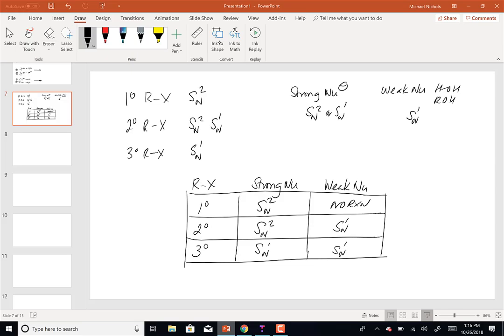So we want to focus on the hardcore rules first, and then we'll play around the edges. Because a secondary, you might say, well, secondaries can go either way. Let's start with strong nucleophile, SN2, weak nucleophile, SN1. And then we'll get to some of the nucleophiles that are going to get a little tricky too. So that's the table we need to learn.